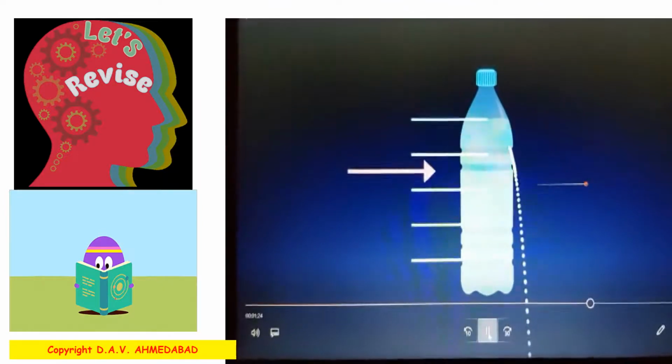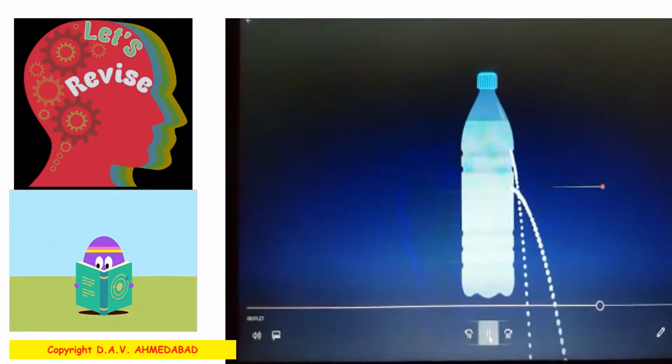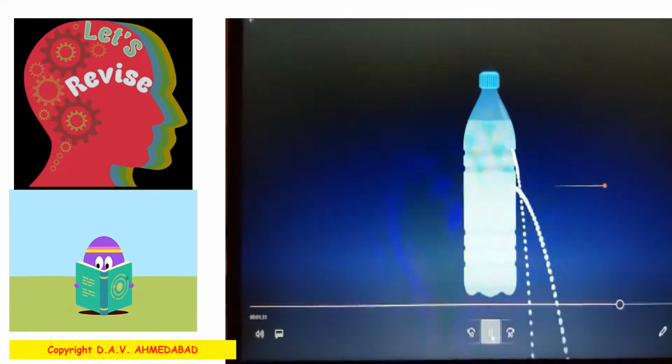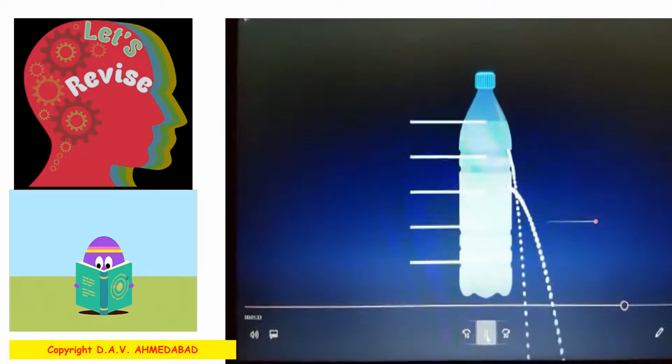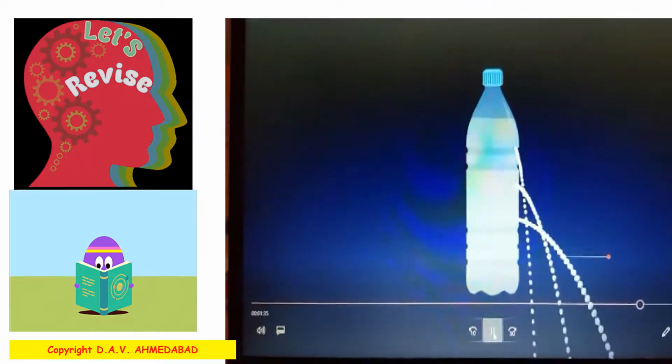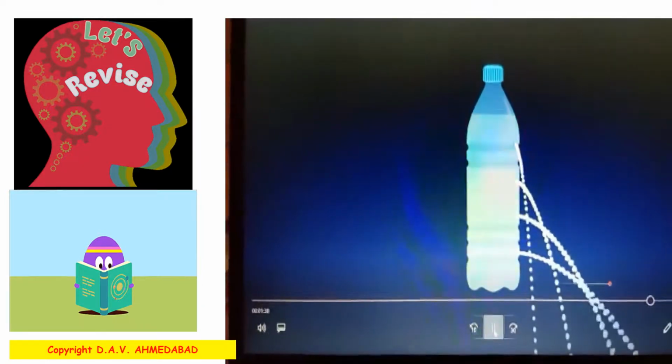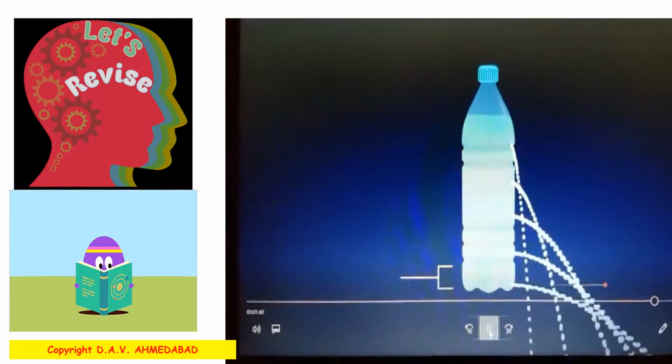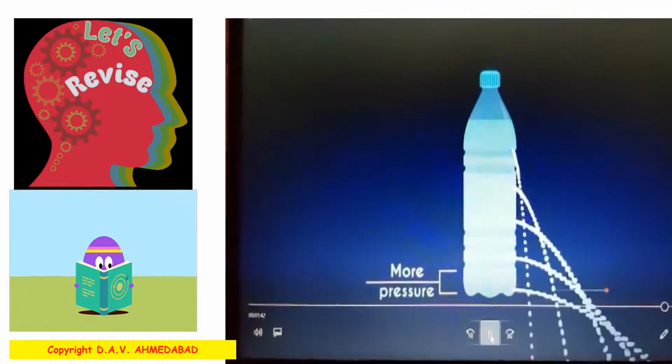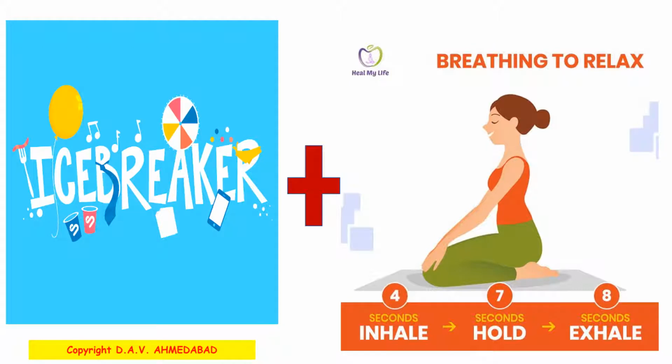Now let's make a second hole near the layer under it. You'll see that the water flows out at a wider angle as compared to the earlier case. We continue to make holes in the wall and we'll notice that the water literally squirts out. This proves that the pressure at the bottom is much more than the pressure at the topmost layer.